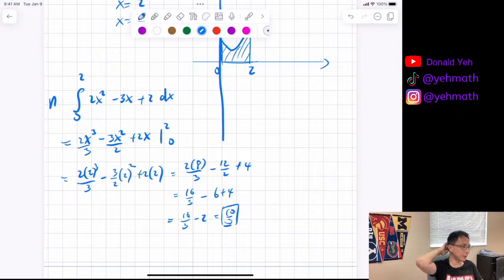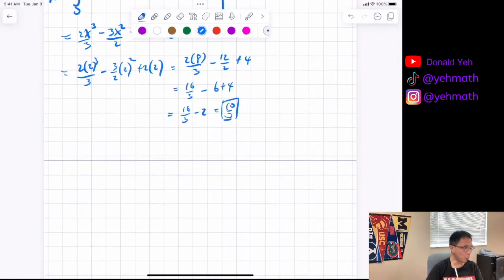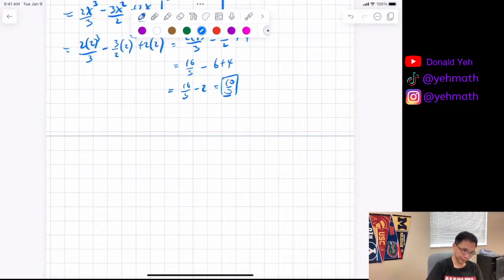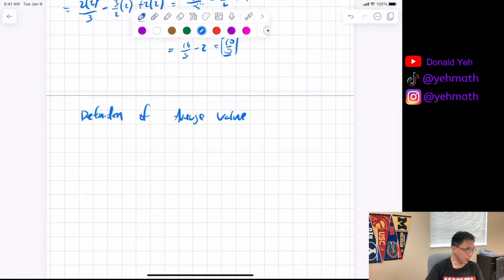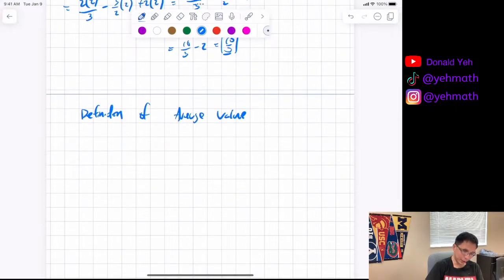Okay, so that's the fundamental theorem of calculus. Super easy. Now I'm going to talk about one more thing. So average value is 1 over b minus a, integration from a to b of f of x dx.